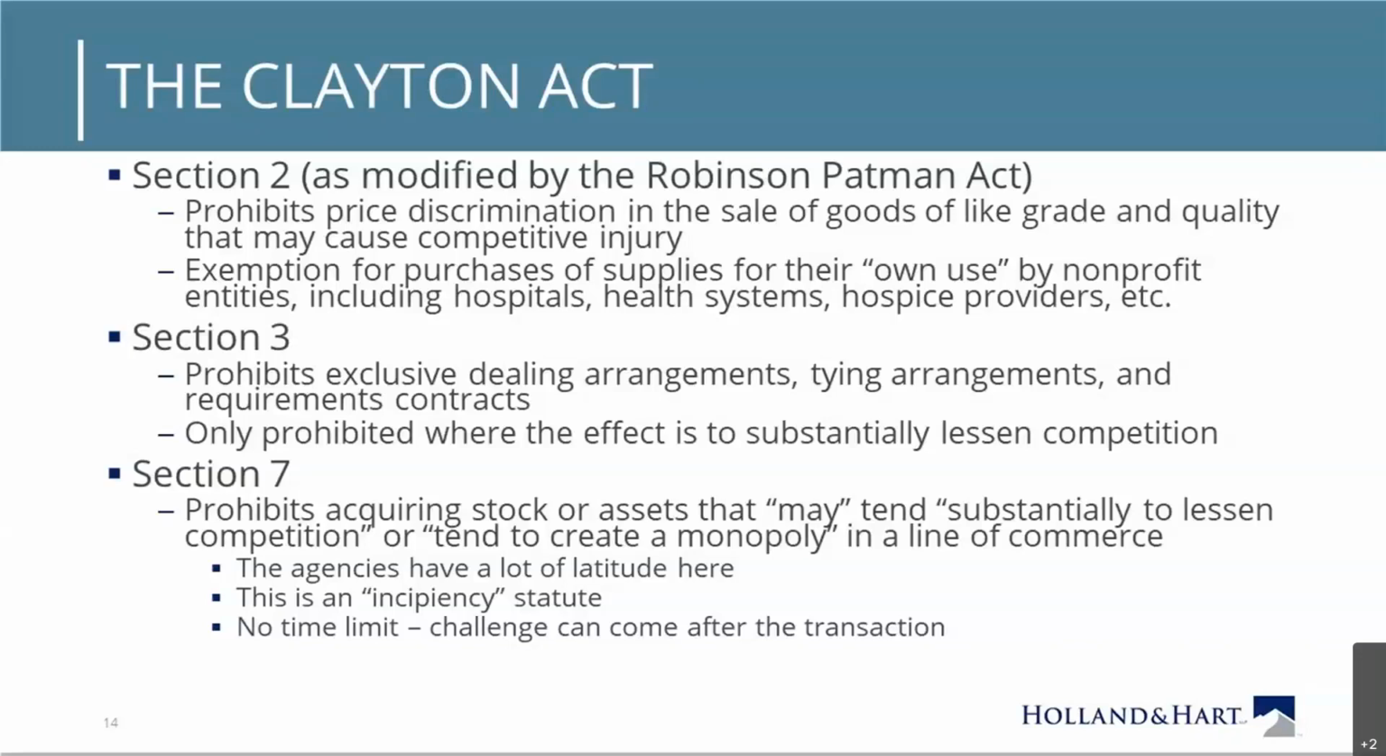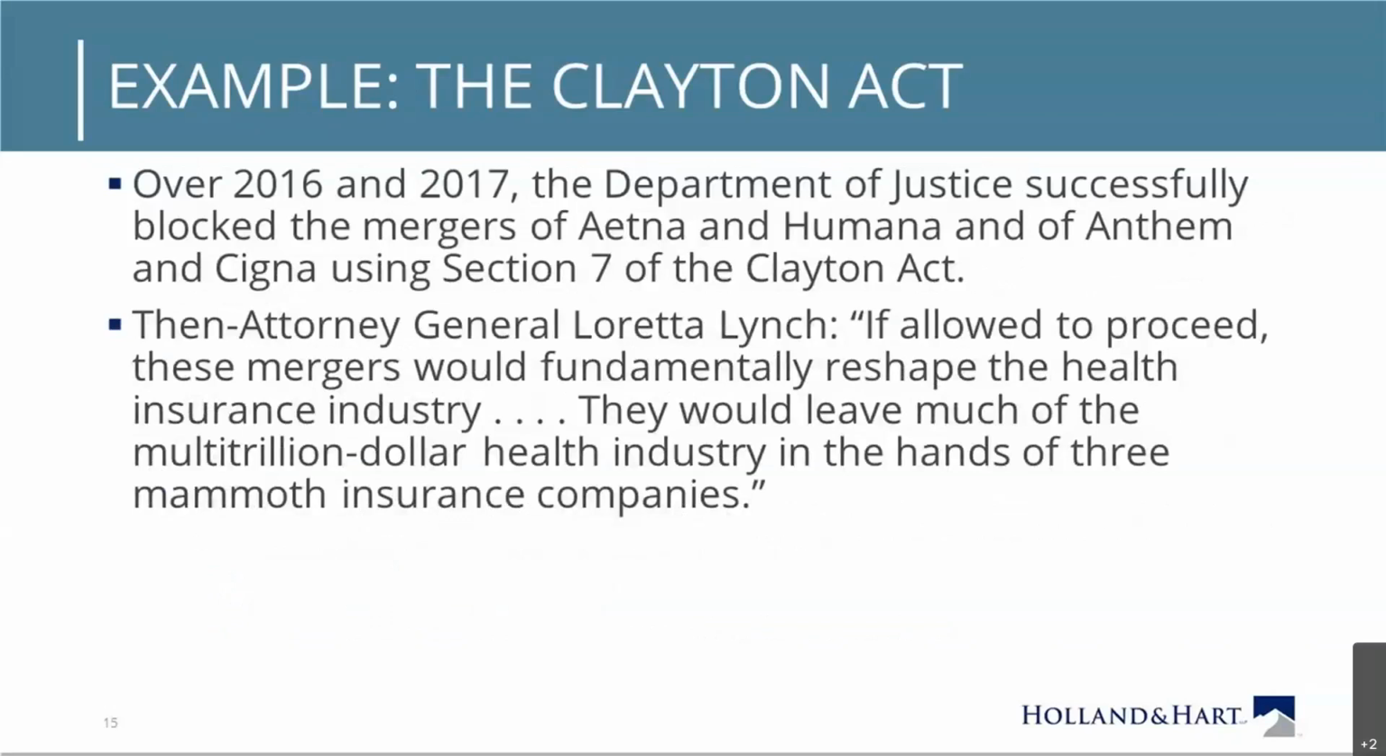Section 7, and this is where we're going to spend some time, prohibits acquisitions. This is acquiring stock or assets that may tend substantially to lessen competition or tend to create a monopoly in a given line of commerce. Now, the agencies have a lot of latitude here. This is an incipiency, there's no time limit, and a challenge can come after the transaction. And that can be problematic, as we'll see in some examples that we're going to look at.